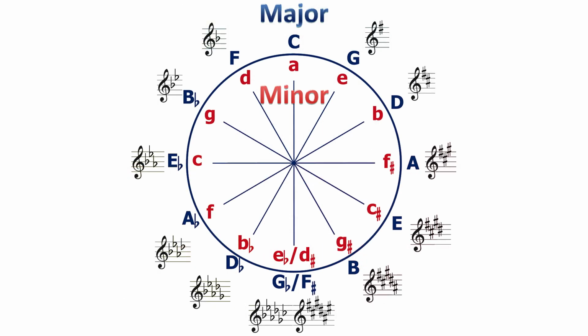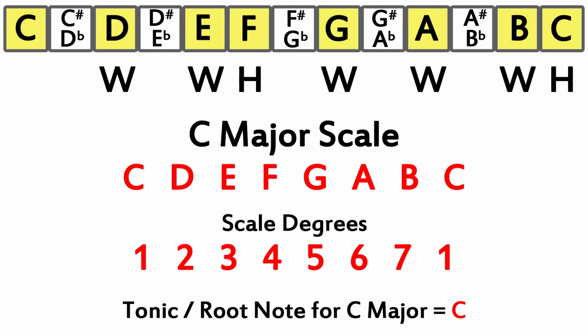As we learned, the keys of C major and A minor consist of all natural notes, those being C, D, E, F, G, A, and B. This makes them the easiest to work with, and thus the logical choice to place at the center of the circle of fifths. Let's overlay C major on the chromatic scale so you can see how the half and whole step pattern aligns perfectly with what the expected notes from the chromatic scale are.